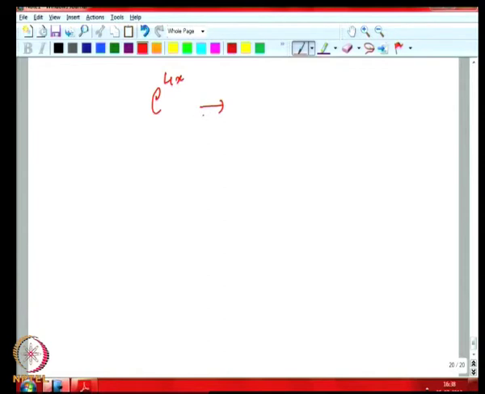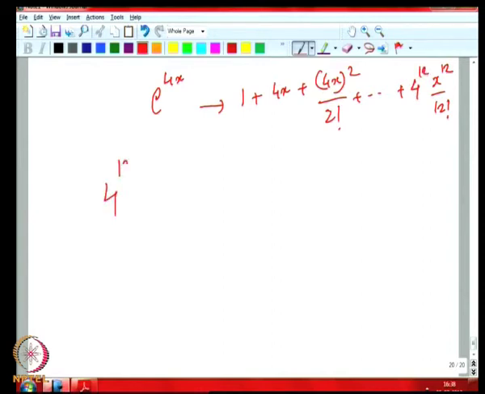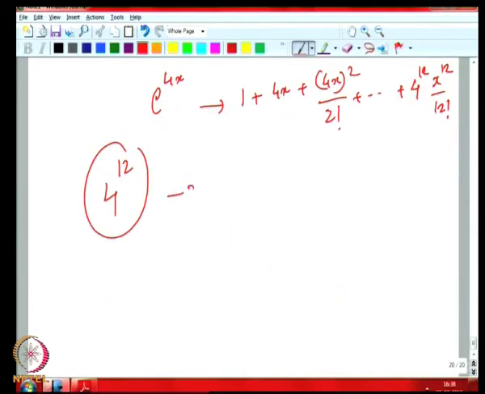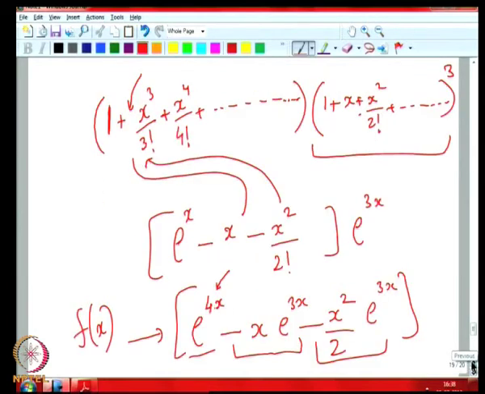Because this will expand to 1 plus 4x plus 4x square by 2 factorial and so on. Now if you want x raised to 12 by 12 factorial, this will be 4 to the power 12, that is coming extra here. So we have to take that 4 to the power 12. This will be the first contribution of this first term, and then this, minus x into e raised to 3x.